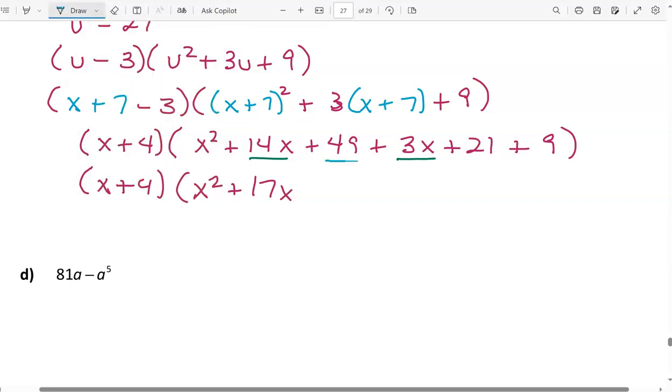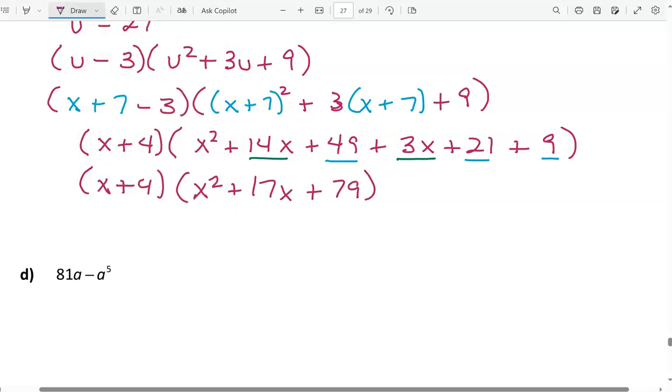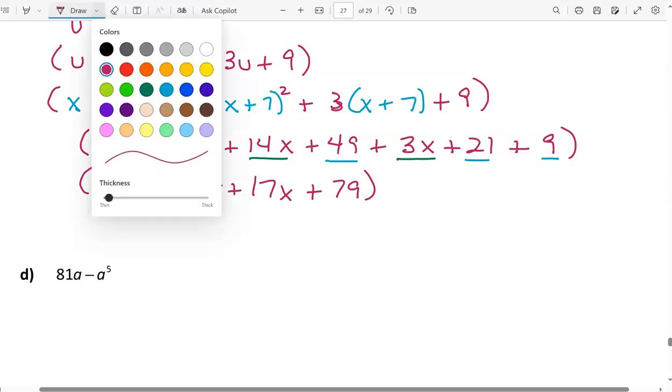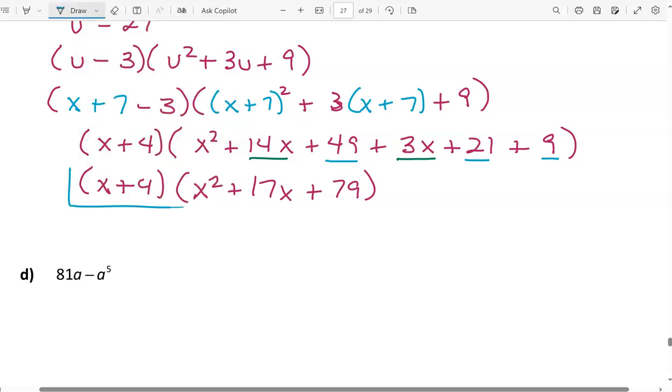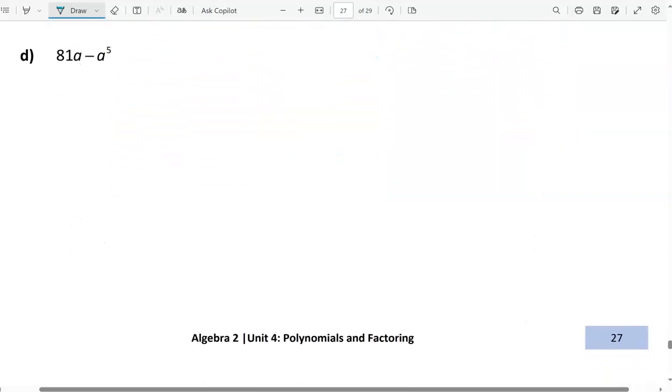And then 49, 21, and 9 are 79. As it turns out, again, that trinomial does not factor. We can check it, of course, but remember, it came from factoring the difference of cubes, so that trinomial factor will always be prime. In D, we have a polynomial that is not in the correct order.